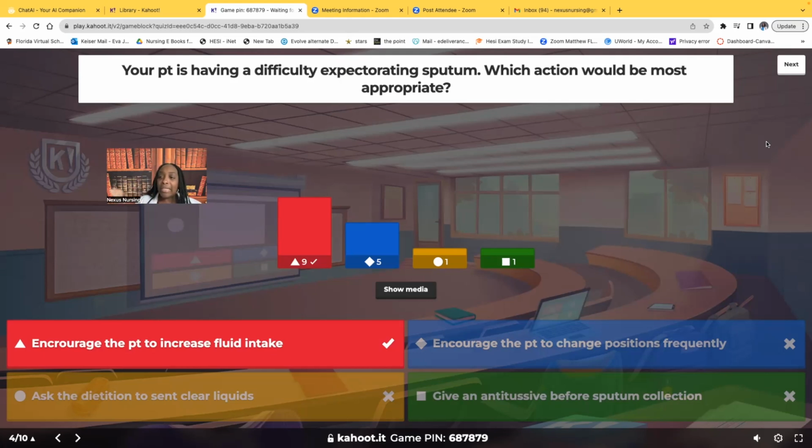Anyway, antitussive, what it does is it suppresses the cough. Why would we want to suppress a cough in a patient that's having trouble coughing up the sputum? Look at the question. It says the patient's having difficulty expectorating sputum. That means they're having trouble coughing up the sputum. So why would we give them something to suppress the cough? That makes absolutely no sense. So that's why giving them fluids is the correct answer choice.